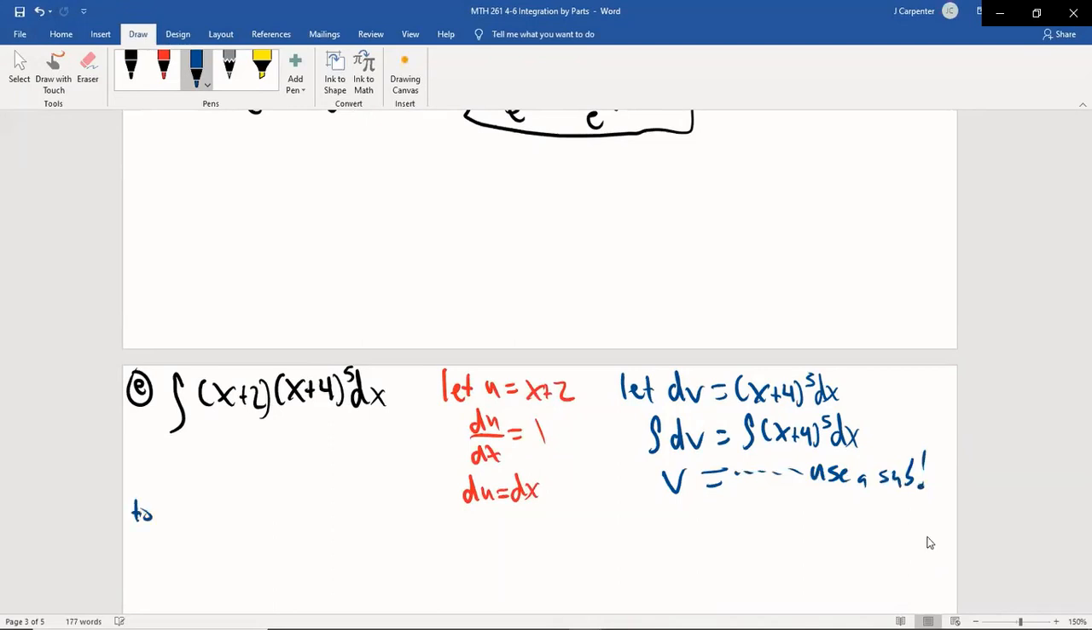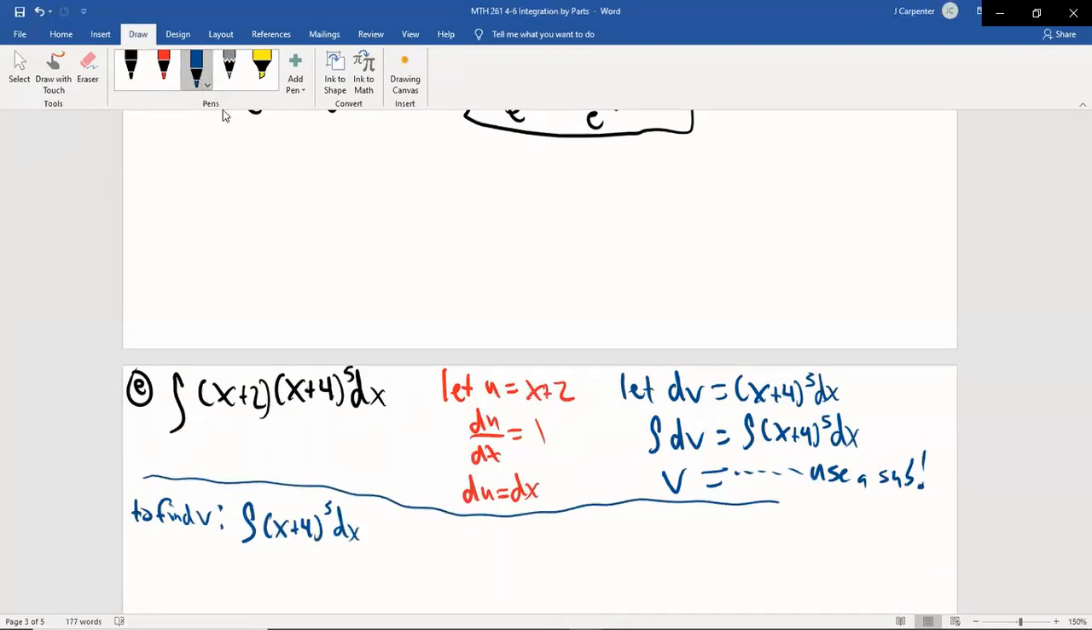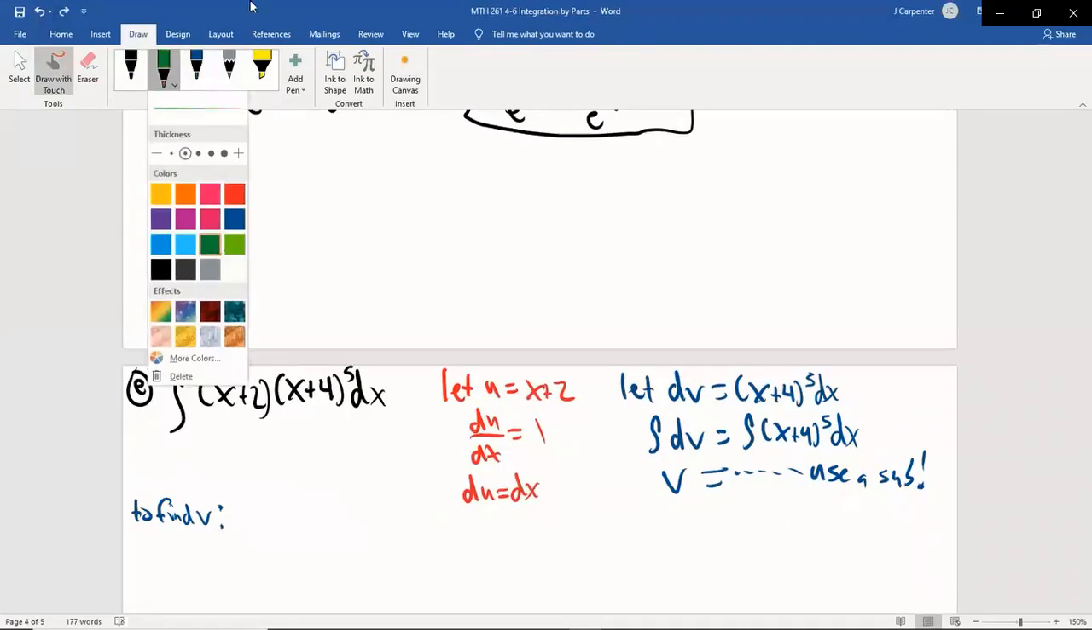So to find v, we've got the integral of x plus 4 raised to the 5th dx. We would want to say let u equal, so we're back to the substitution technique, the inside bit generally, x plus 4. Now this is a different u from before. You have to be very careful. Maybe you even want to use a completely different color than before. In fact, I'm going to do that. That would have been a really good idea. So let's go with green.